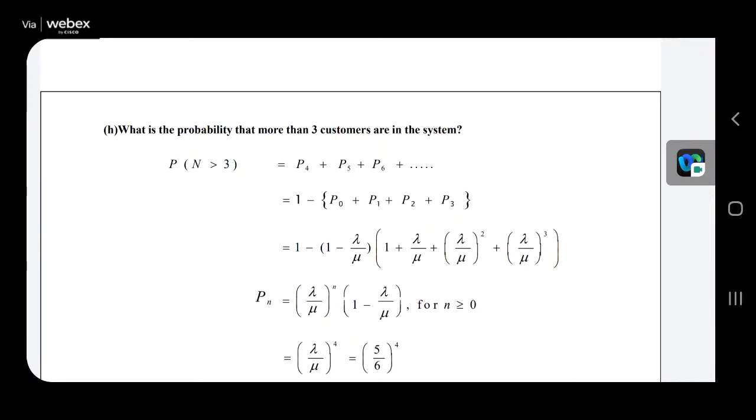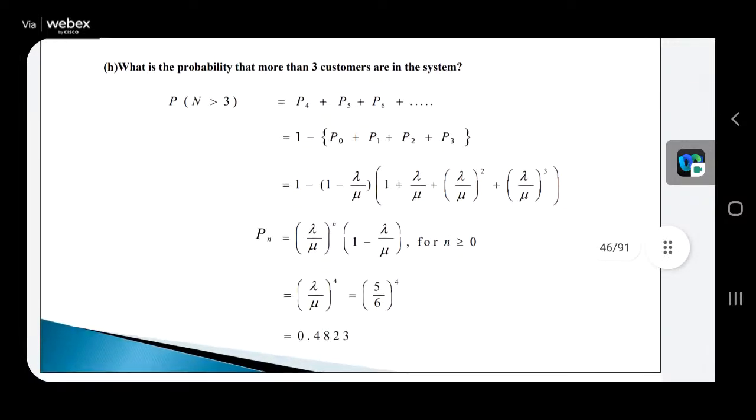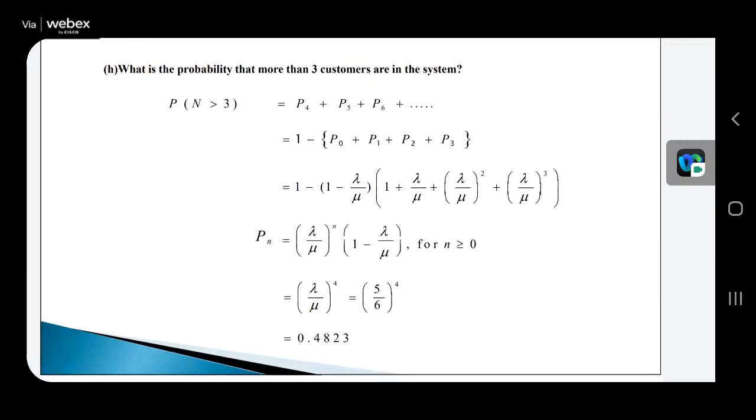So you are subtracting the probability that you don't require. So that is P0, P1, P2 as well as P3, because they are asking more than 3 customers, not 3 or more than 3. So you are subtracting these things. And now today's formula comes into the picture.